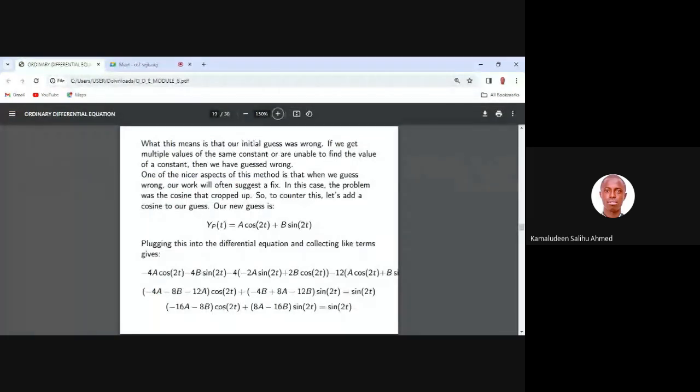As I was saying, we now have minus 16a minus 8b minus 6 sine 2t is equal to this. So now what is the next thing? The next thing is for us to equate.